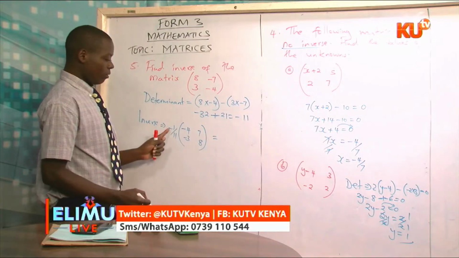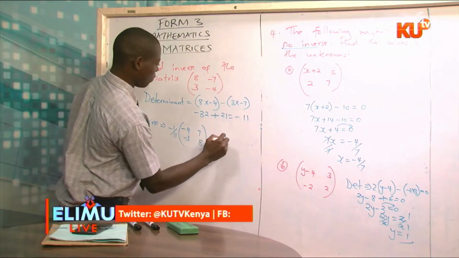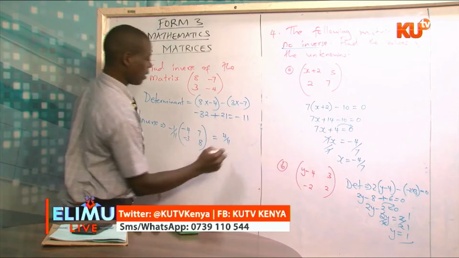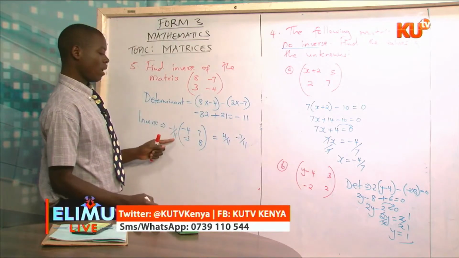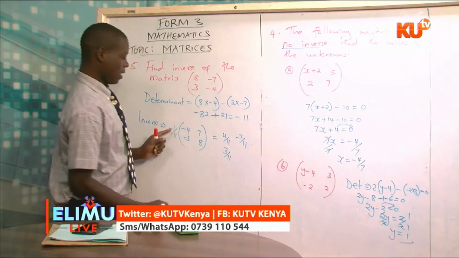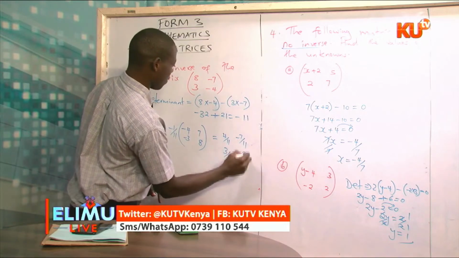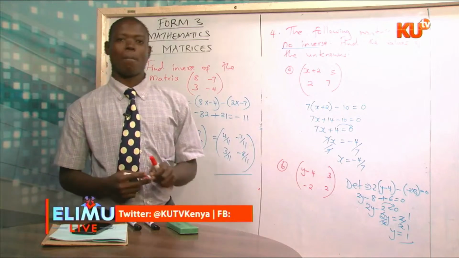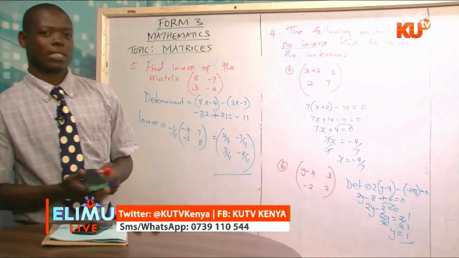By expansion, negative 1 over 11 times negative 4 gives us 4 over 11. Negative 1 over 11 times 7 gives us negative 7 over 11. Negative 1 over 11 times negative 3 gives us 3 over 11. And negative 1 over 11 times 8 gives us negative 8 over 11. That is the inverse of our matrix.